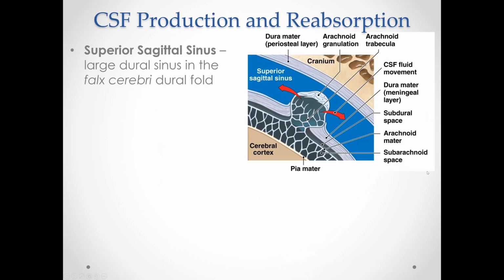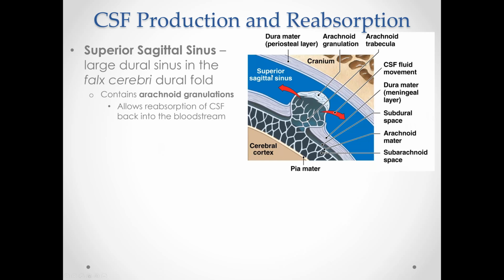So the superior sagittal sinus is one of those dural sinuses that we mentioned that sits between the two layers of the dura mater. So we had that periosteal layer of the dura mater and the meningeal layer of the dura mater. And between those, we have that dural sinus. This superior sagittal sinus is one of the largest of the dural sinuses, and it's located in the falx cerebri dural fold. And in the superior sagittal sinus, you have these arachnoid granulations, which are extensions of the subarachnoid space up into the dural sinus. And these structures allow the reabsorption of CSF back into the bloodstream.